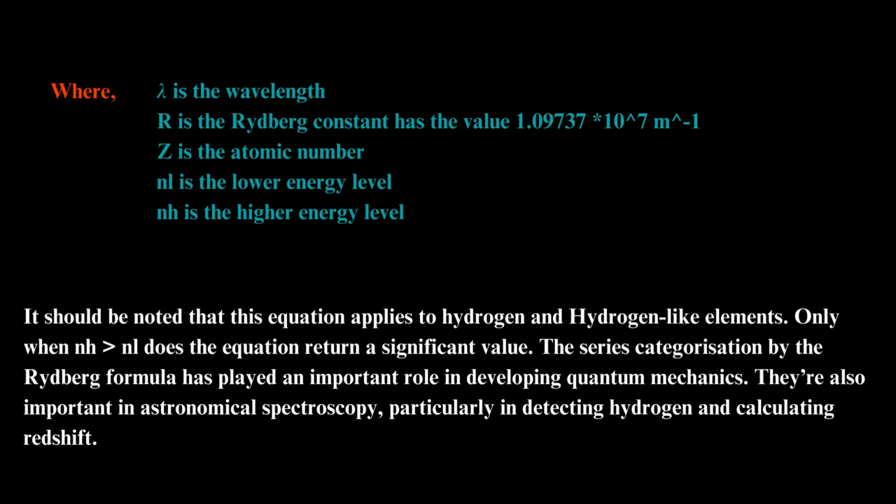The series categorization by the Rydberg formula has played an important role in developing quantum mechanics. They're also important in astronomical spectroscopy, particularly in detecting hydrogen and calculating redshift.